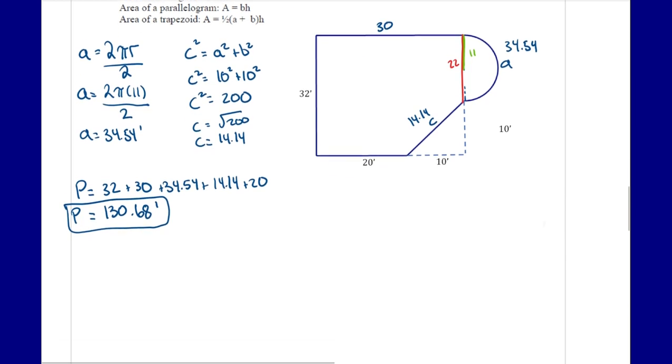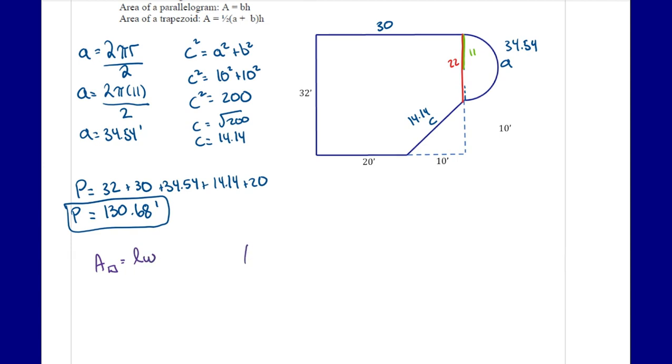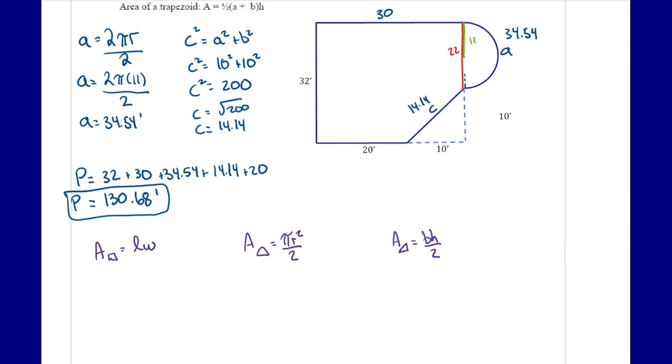Now let's work through the area. The area is going to be a little bit different because we have multiple shapes. So I'm going to find the area of my rectangle, which is length times width, the area of my semicircle, which is pi r squared, but because it's a semicircle, I'm going to divide it by 2. And I'm also going to find the area of that triangle because I need to subtract it from this overall rectangle, which is base times height divided by 2. I should have enough information to go through and solve.